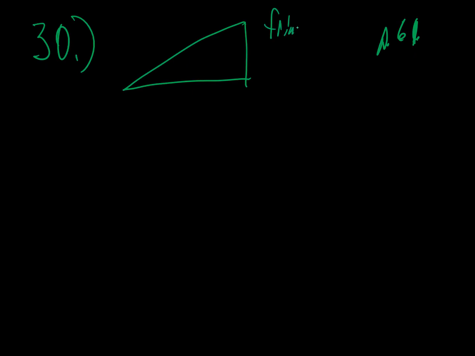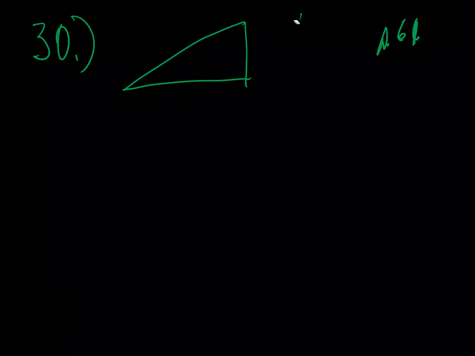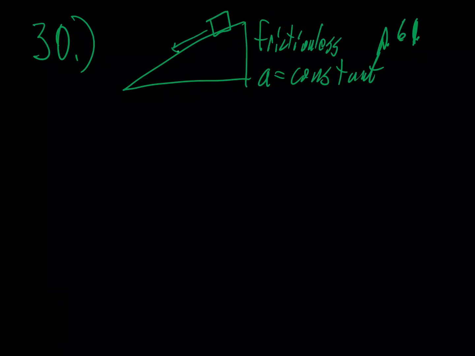So you always need to write that it's frictionless incline. It tells us that the acceleration is constant, so you need to write all that down. Acceleration is constant. And it says that the box slides down and the block is released from rest, okay? So we got a block sitting here and it's sliding this way and it is released from rest.